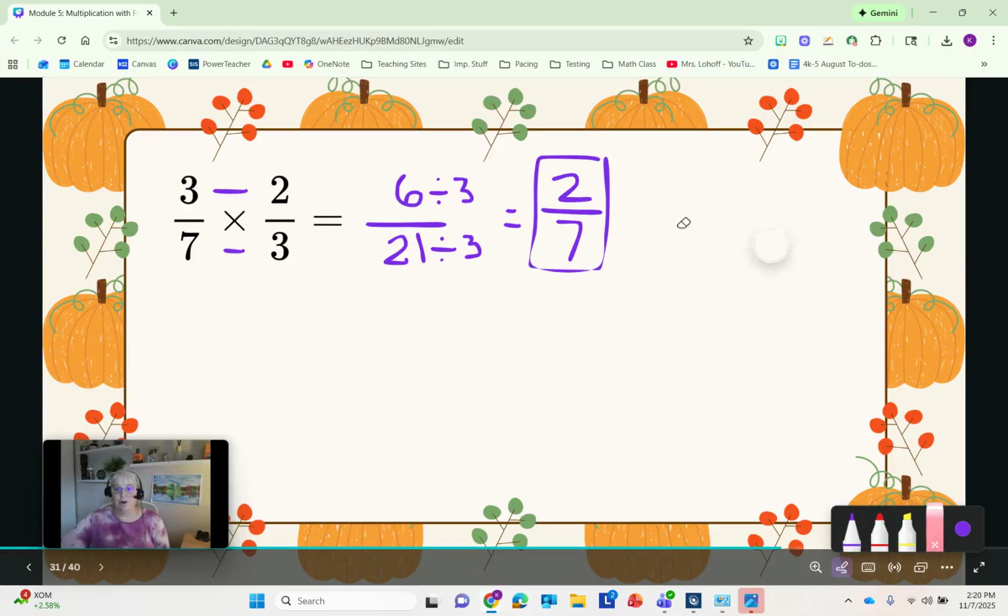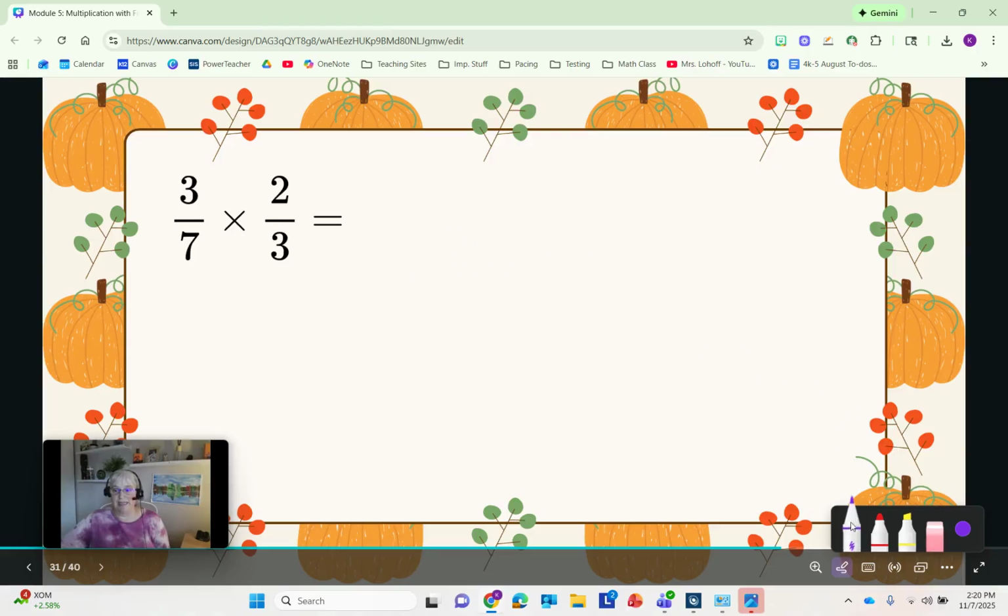The other way to do it, where you reduce the fractions in the beginning, is you look, first let's look here.